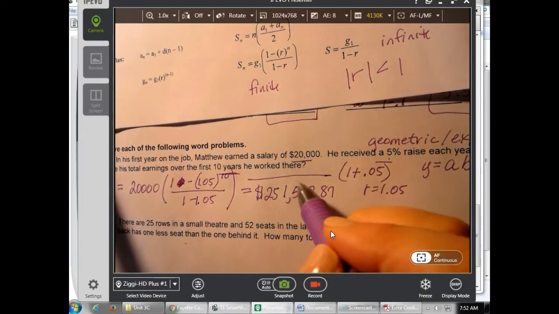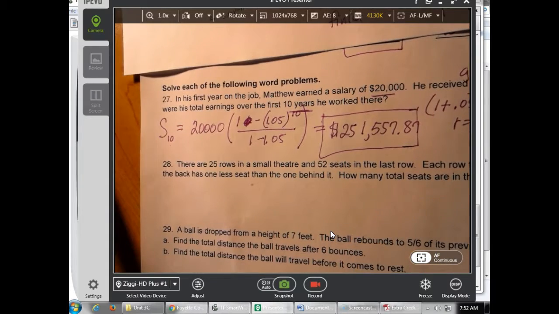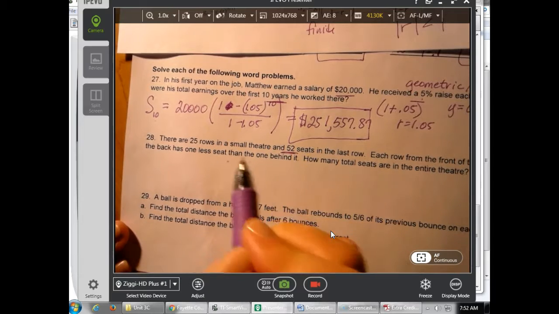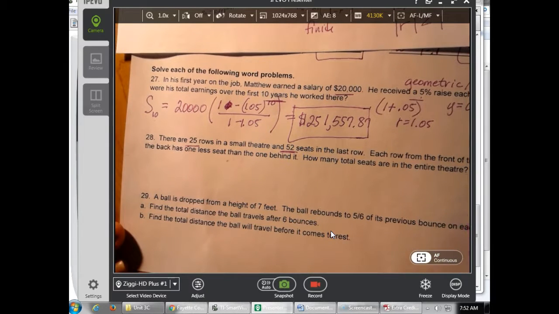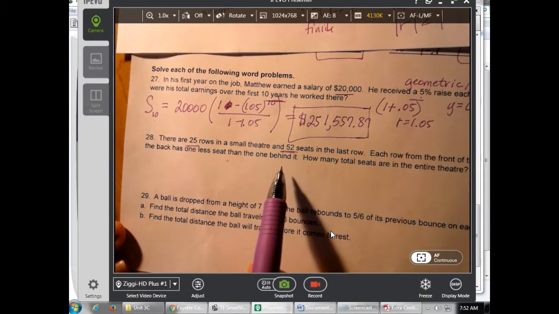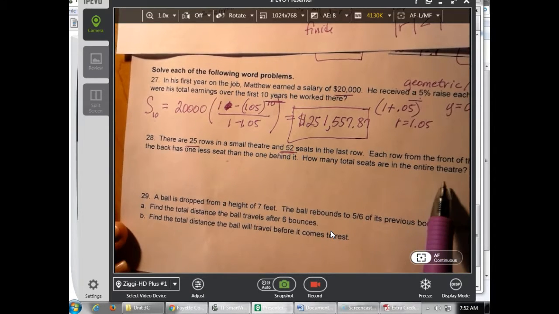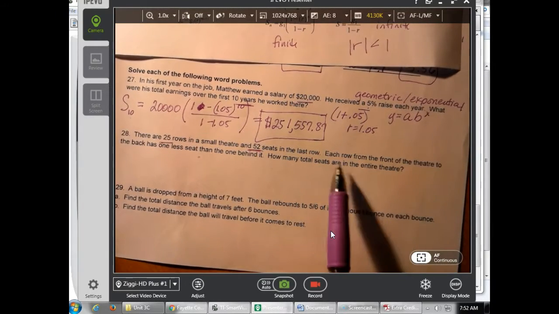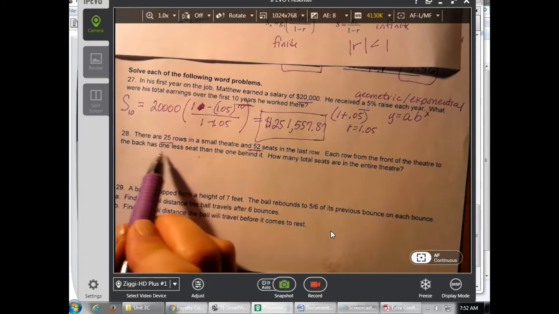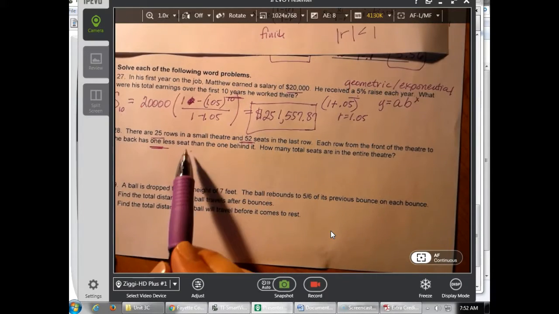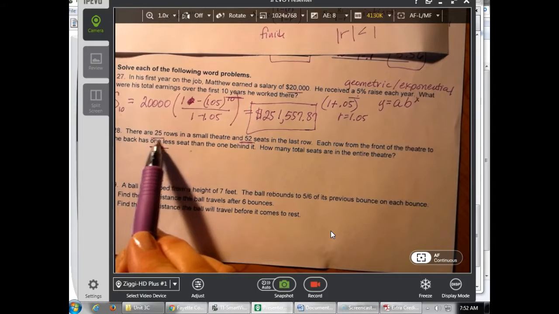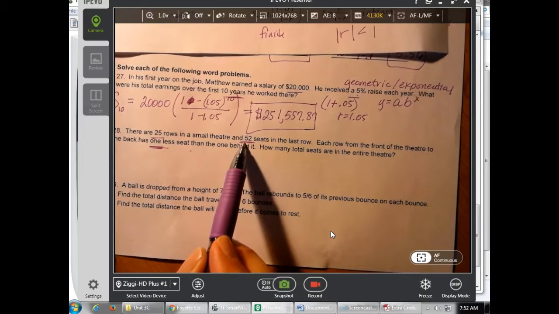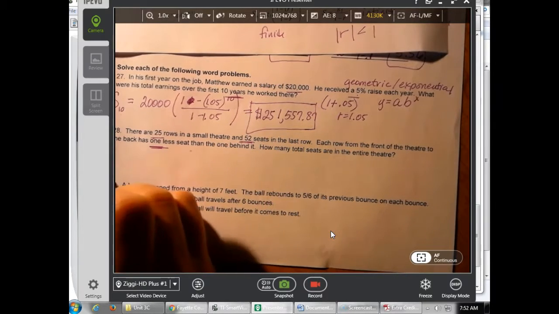Okay. Now, moving on. There are 25 rows in a small theater and 52 seats in the last row. Each row from the front of the theater to the back has one less seat than the one behind it. How many total seats are in the entire theater? So we need to kind of think through what this is. First of all, it's arithmetic because every time we are just subtracting one, okay? So there are 25 rows in a small theater, and there's 52 seats in the last row. So let's just kind of draw this out.